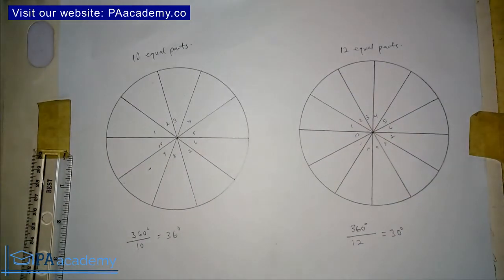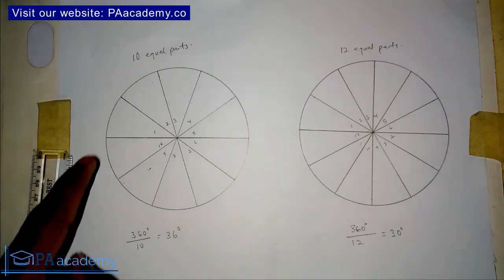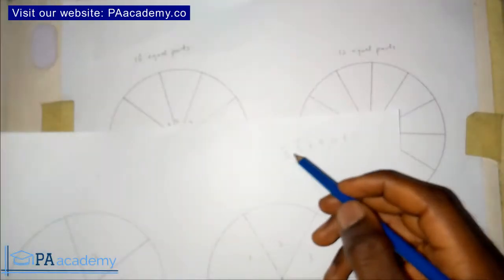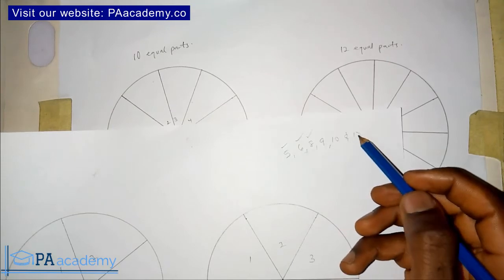Alright, so for you watching this far, I said I was going to give you a tip that will help you to know when to divide it into 2 equal halves. That means by drawing your diameter straight away. So far in this video I've been able to show you how to divide a circle into 5, 6, 8, 9, 10, and 12 equal parts.